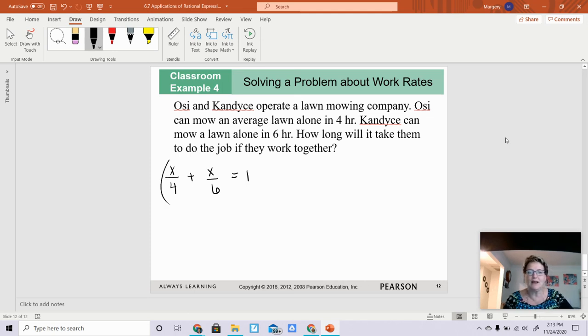So we're going to multiply this whole thing. Now, instead of multiplying these 2 numbers together, I know that they both can go into 12. So I'm going to use 12 this time. This here gives me 3x. This here gives me 2x.